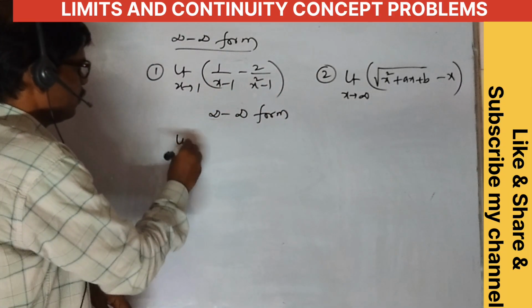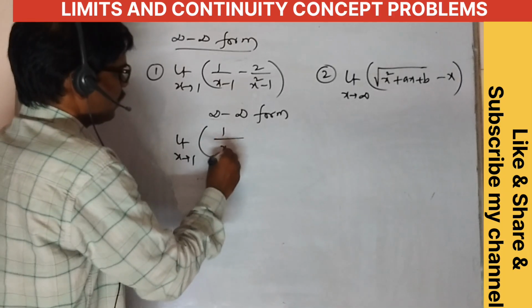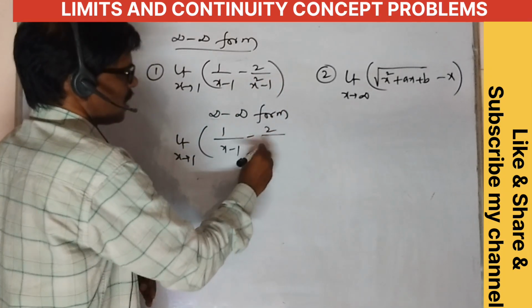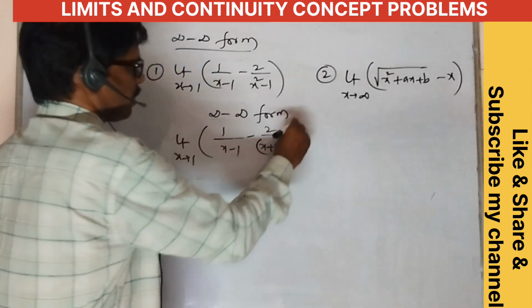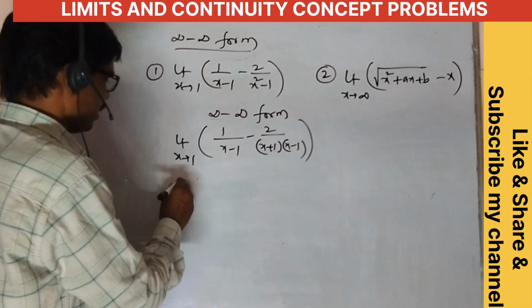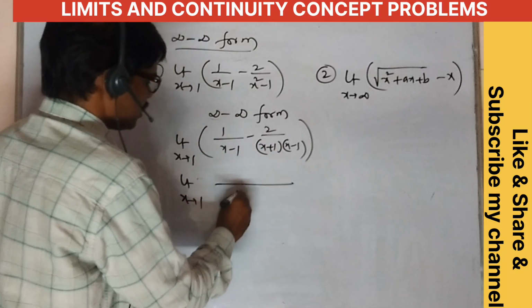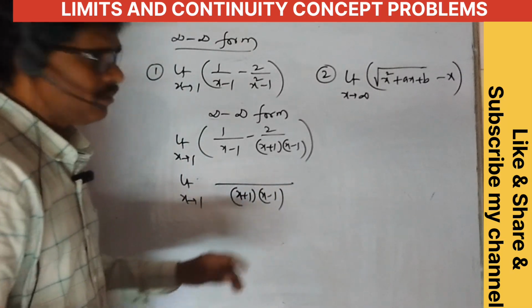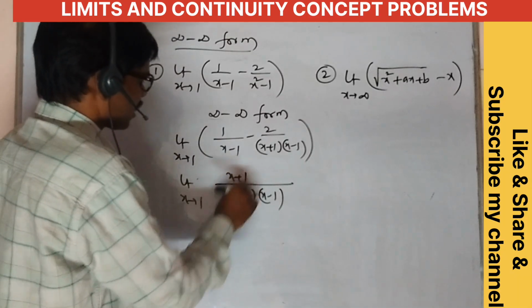Limit as x extends to 1 of 1 by (x minus 1) minus 2 by (x squared minus 1). Using a squared minus b squared equals (a plus b) into (a minus b), x squared minus 1 is (x minus 1) into (x plus 1). What is the LCM here? The LCM is (x plus 1) into (x minus 1). Here x minus 1 cancels, so the first term becomes x plus 1.